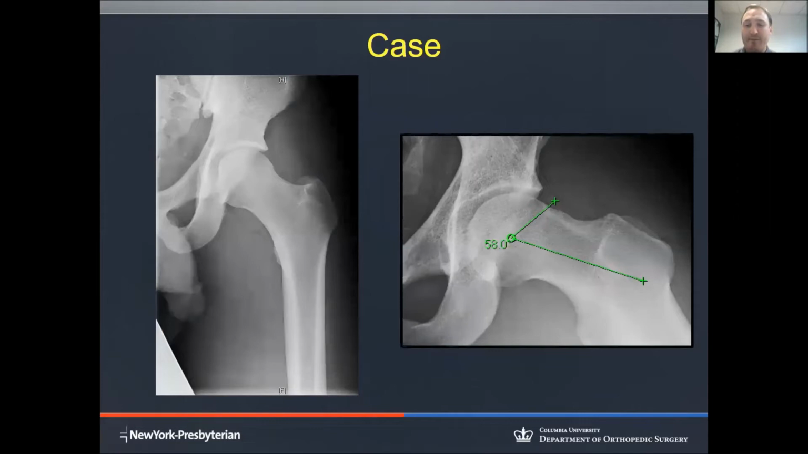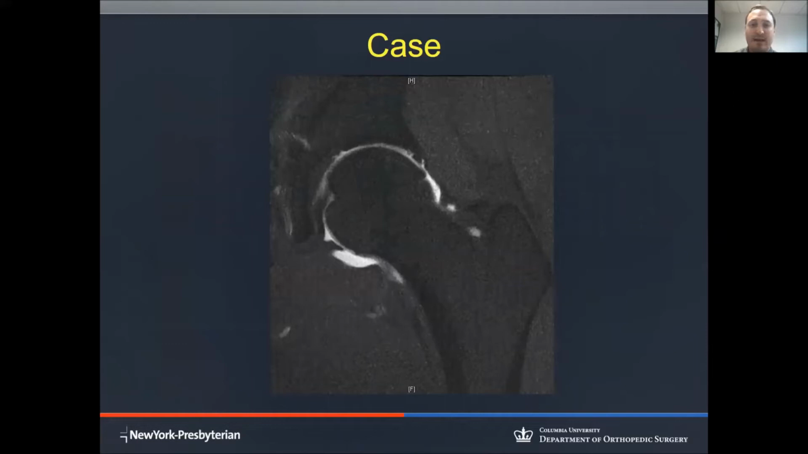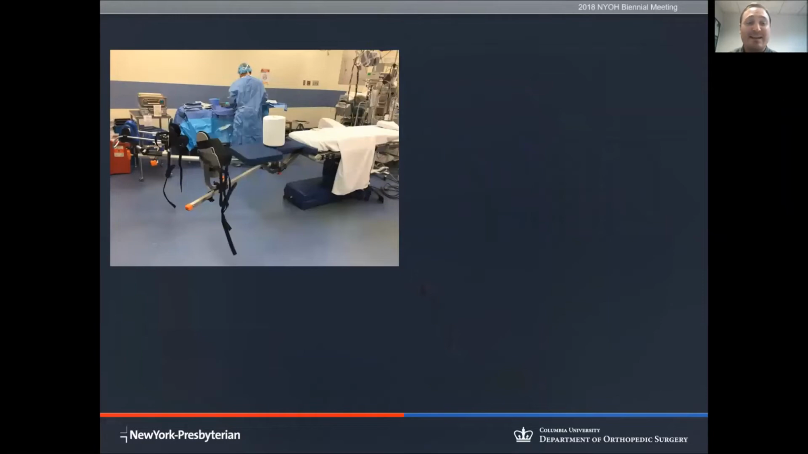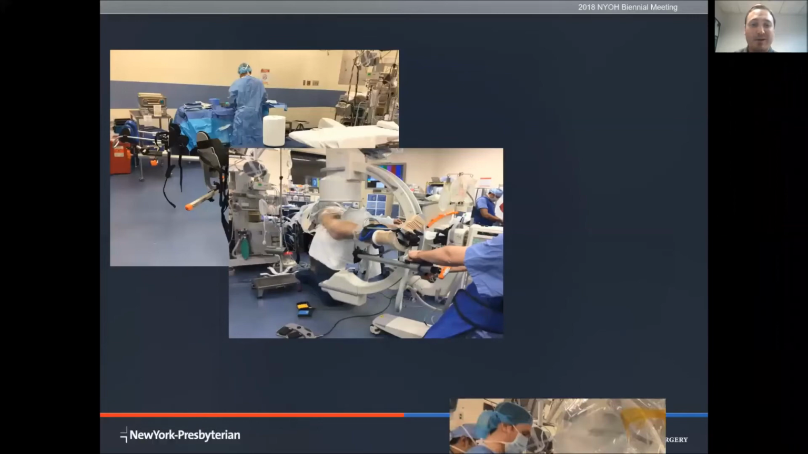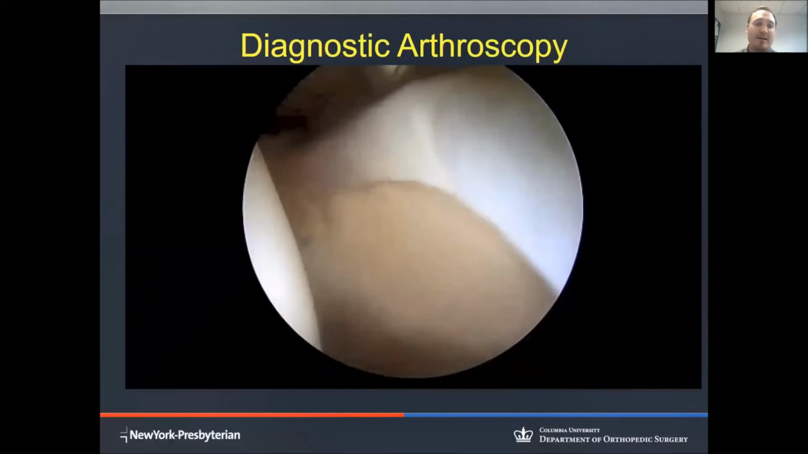Here's our MRI, where you can see that there's fluid within the substance of the labrum. And when we do these hip arthroscopies, what we have to do is put patients in this torture device here. We put their feet into these boots. We have to pull on the hip, and then that allows us to create some space. So when we get into the hip joint, we're able to look at the femoral head on your left and the acetabulum on your right.